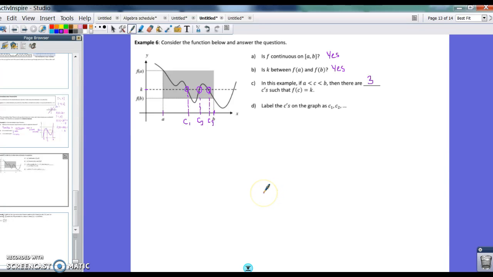That's what the Intermediate Value Theorem says. As long as you have a C value between A and B, you are guaranteed an output value between f of A and f of B, or between those two outputs. If your input is between your two inputs, your output has to be between those two outputs. That's what the Intermediate Value Theorem says.